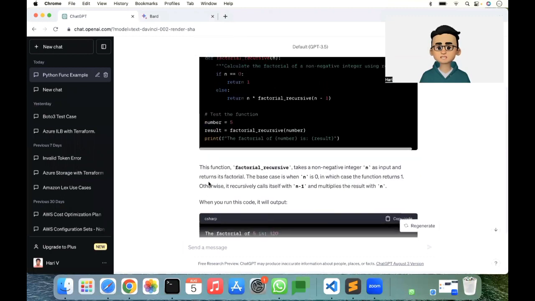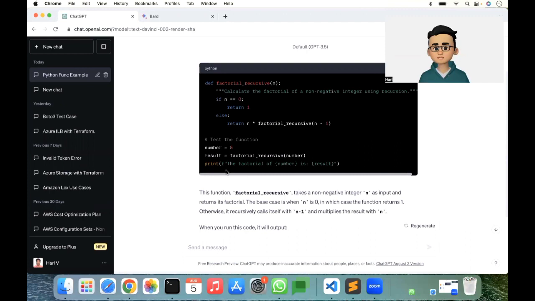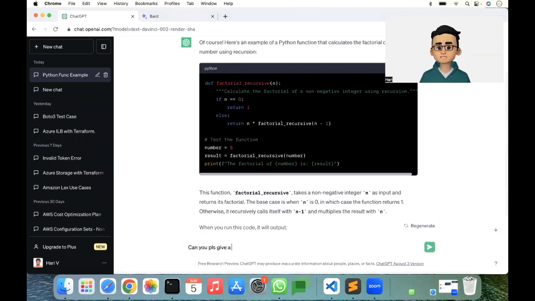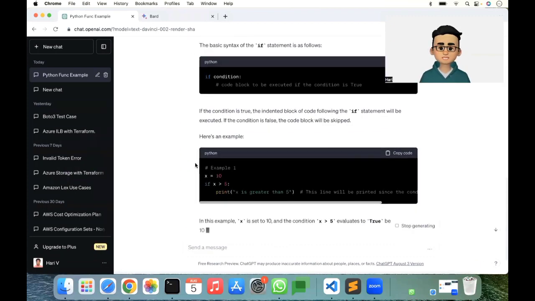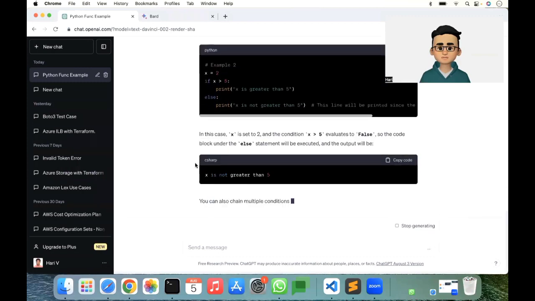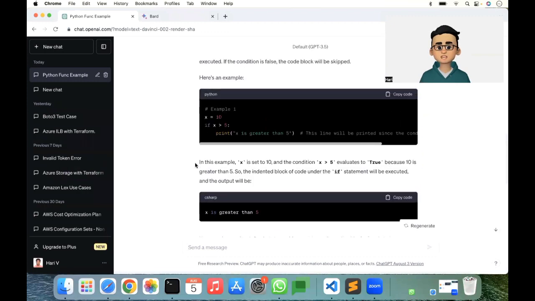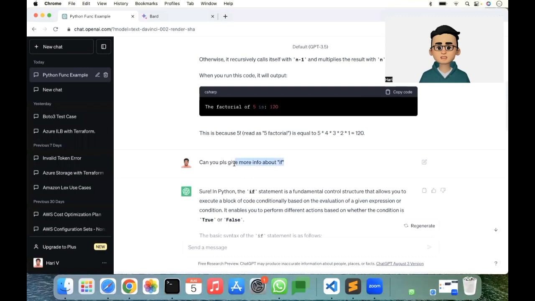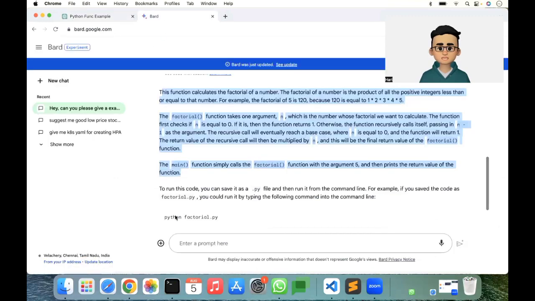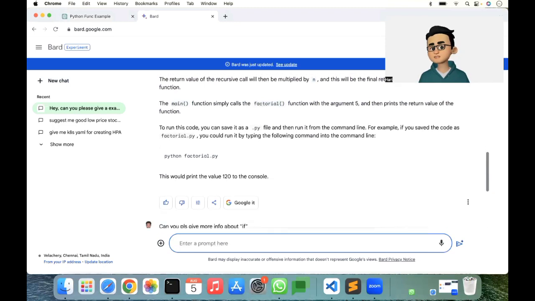For example, if I ask something, like can you please explain what is if over here, maybe I'm unsure about this particular topic, can you please give me more info about it. See, immediately it starts giving you a response, and all these things are generated immediately. But when you paste the same question in Bard, you may expect some delay in providing the answer.